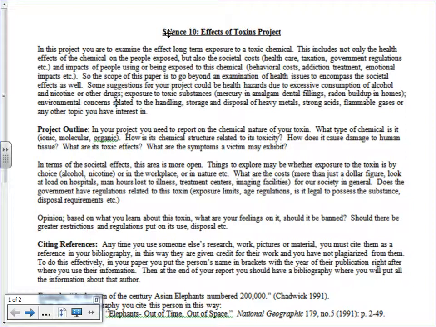There are some things you're going to have to do in this report, so make sure you highlight them on here as I go along. If I underline or circle anything, make it look important so you remember to do it too. We're looking at the effect of long-term exposure to a toxic chemical. This includes not only the health effects of the chemical on whoever's exposed to it, but also the societal costs. How does this thing that maybe I'm not exposed to still affect me?